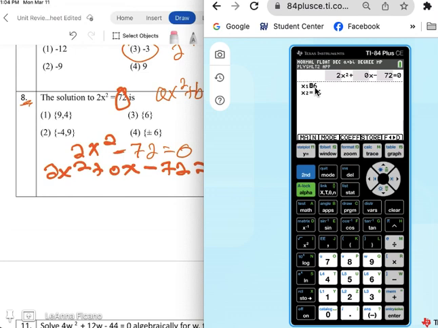Okay, so I have x is 6 and x is negative 6. X equals 6, x equals negative 6. So it's definitely not those two. A lot of people got confused with this one, but it's number 4. It's plus minus 6. That's your solution set, right? It's positive 6 and negative 6.